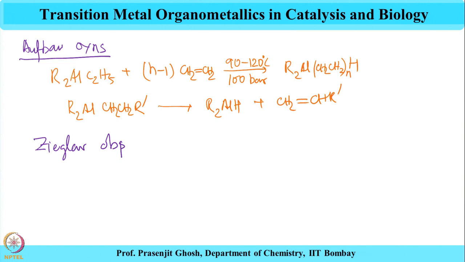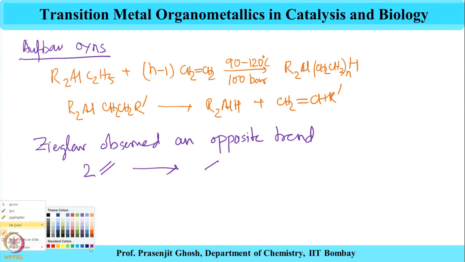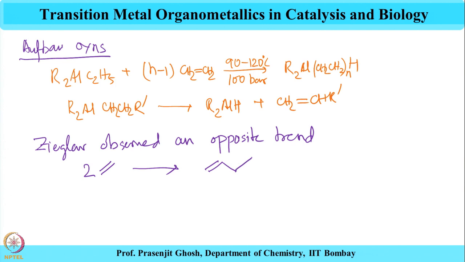observed an opposite trend. And the opposite trend was that instead of obtaining polymers, what was obtained was two molecules of ethylene gave way to one butene, butene in quantitative yields.